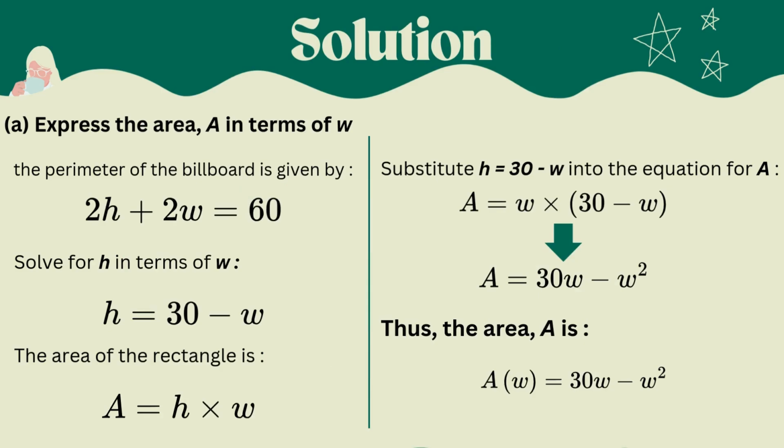Solution. The perimeter of the billboard is given by 2h plus 2w equals 60. Now we solve for h in terms of w. h equals 30 minus w. The area of the rectangle is A equals h multiplied by w. Then we substitute h equals 30 minus w into the equation for area. So it will become A equals w multiplied by (30 minus w). Then we simplify the formula into A equals 30w minus w squared.